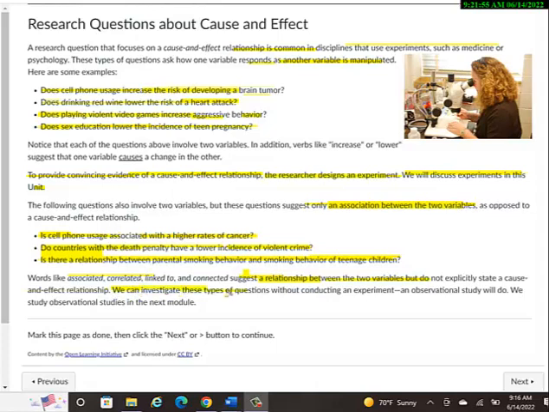We can investigate these types of questions without conducting an experiment. It's an observational study. We study observational studies in the next module.